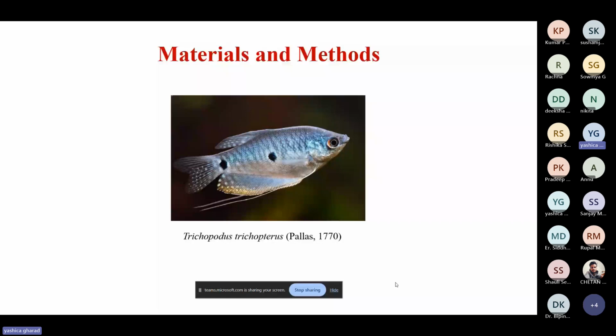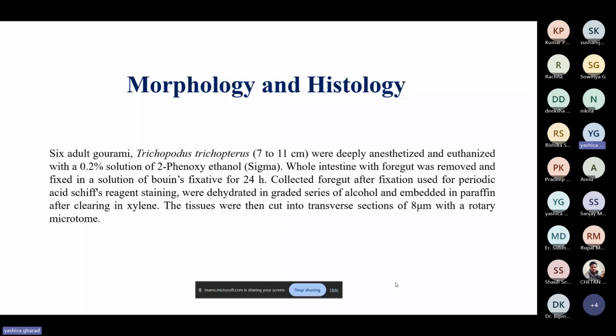For the morphology and histology of the gut, 6 adult gouramis of either sex were anesthetized and euthanized, and the intestines were removed and fixed in Bouin's for 24 hours. After tissue processing, the samples were proceeded for paraffin sectioning, and 8-micron thin transverse sections were stained with PAS histological technique.